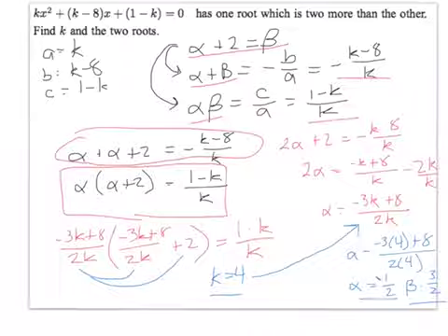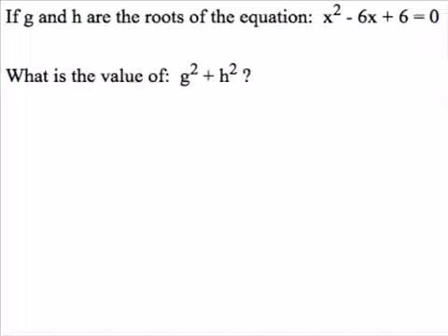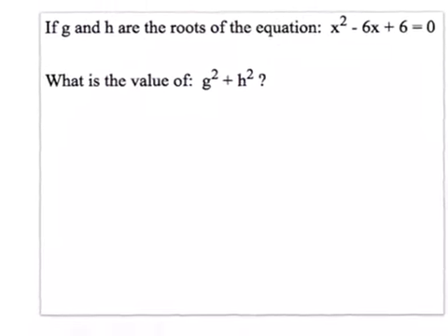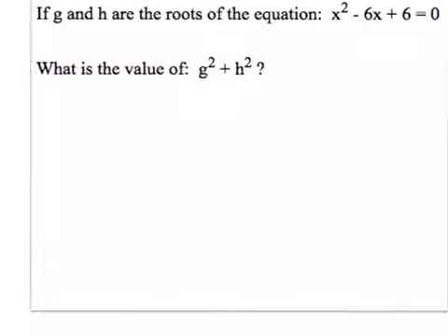All right, let's go ahead and look at one more question just because we like to, and why not? All right, so here we go. Now this is one similar to one that I've seen on IB exams before, so it's a good idea to figure this one out. This one's a little bit difficult because it says if g and h are the roots of the equation x squared minus 6x plus 6 equals 0, what is the value of g squared plus h squared?